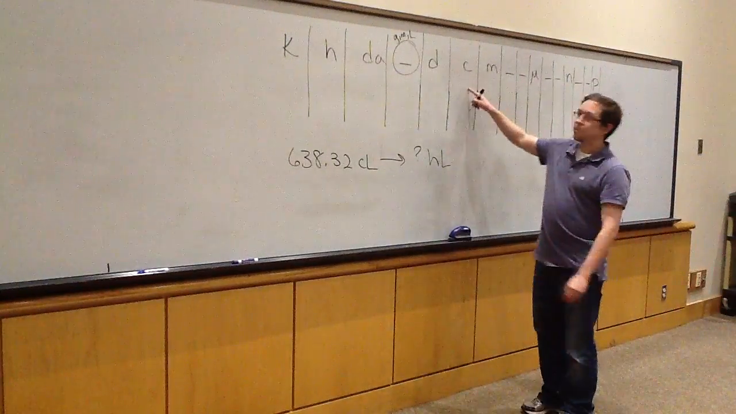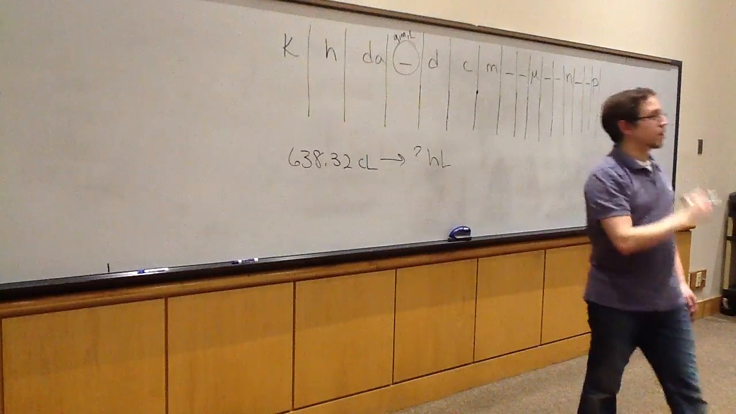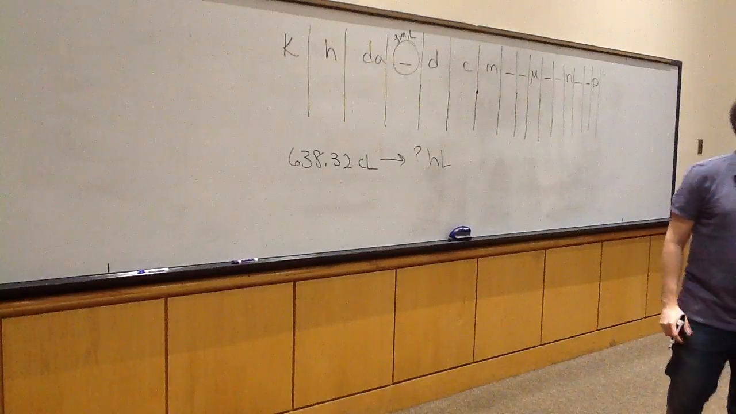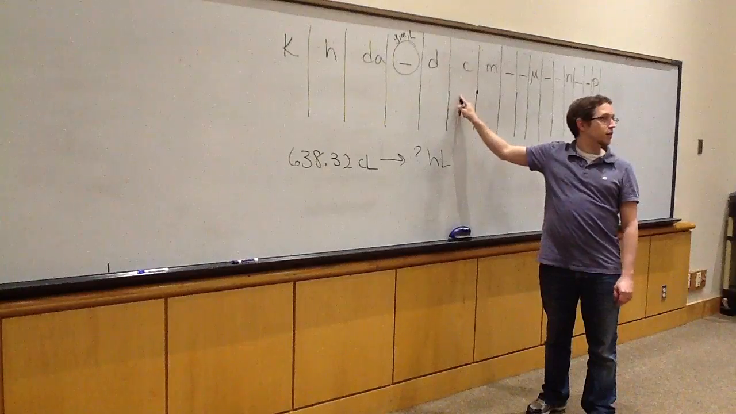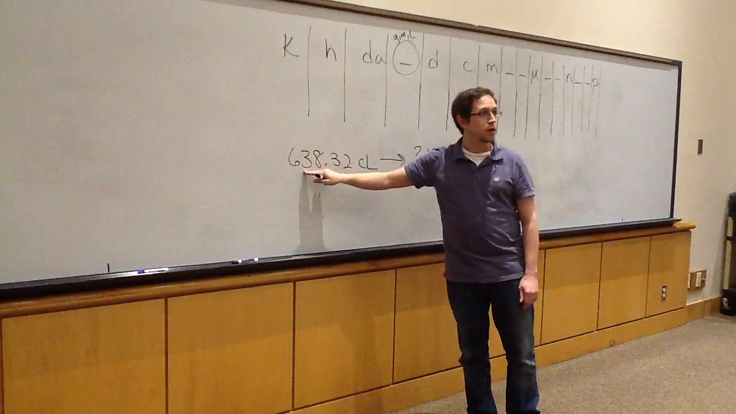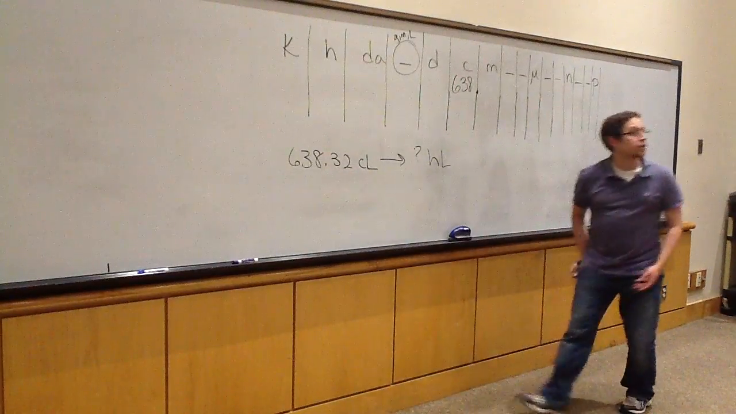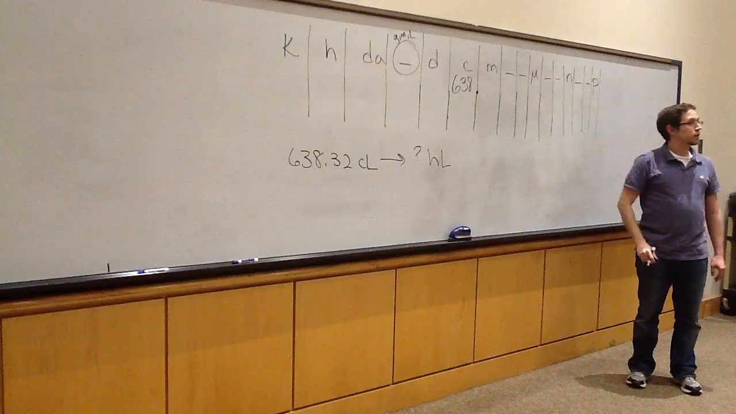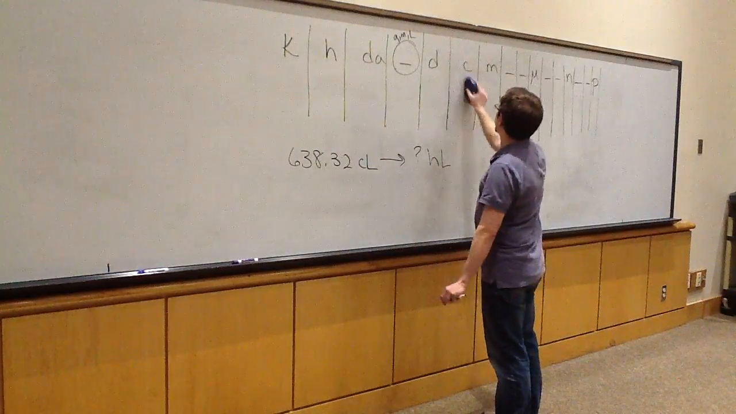Okay. Now, I need to set up my number around this. Here's the first mistake that a lot of students make when they're setting up their number. Remember how I told you that only a single digit can go under each prefix? What that means is when I go to set this number up, I don't want to write 638 all underneath the centi. Only the number 8 goes under the centi.